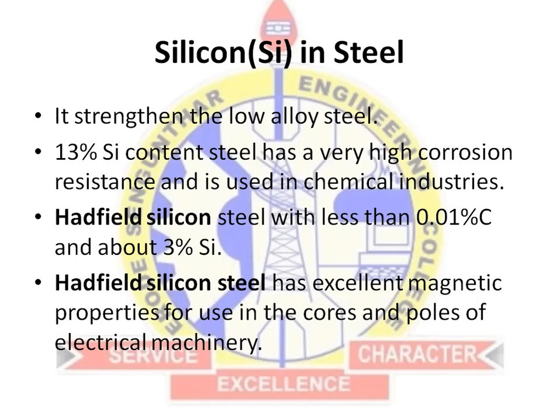Hadfield silicon steel has less than 0.01 percent of carbon and about 3% of silicon. Hadfield silicon steel has excellent magnetic properties for use in cores and poles of electrical machineries. Since it has a good magnetic property, it is used for electrical machineries and more.